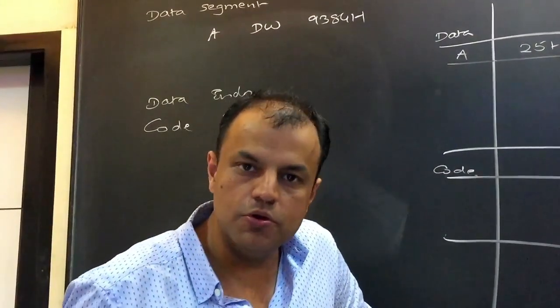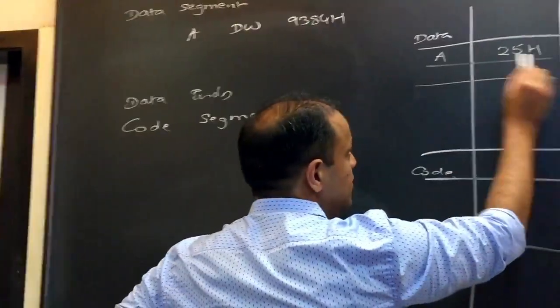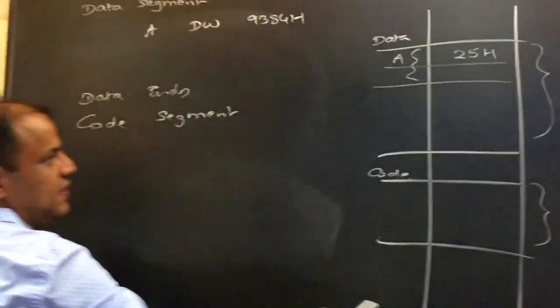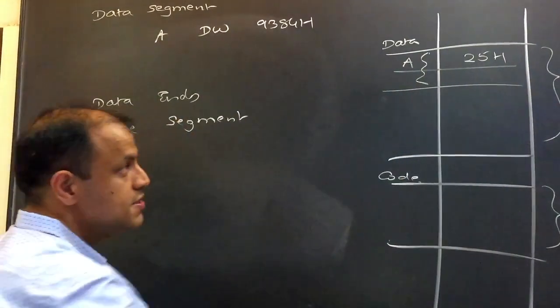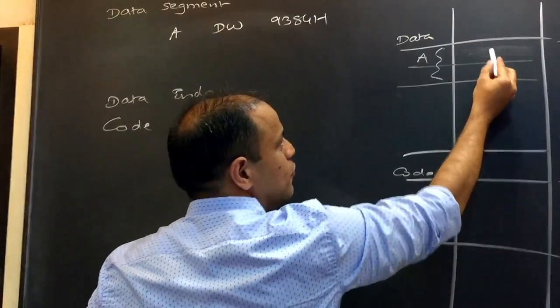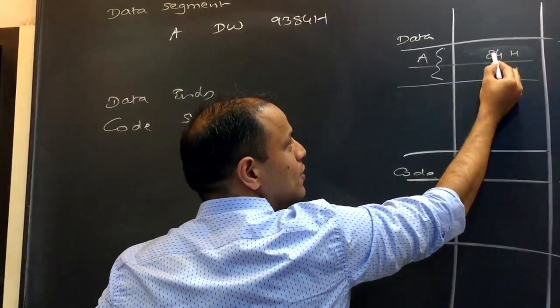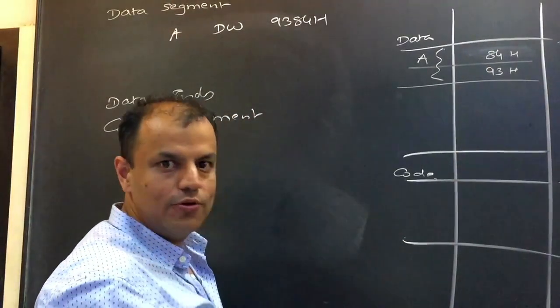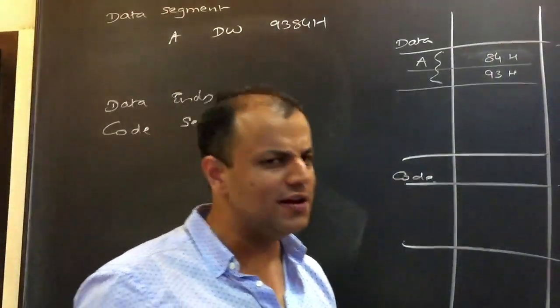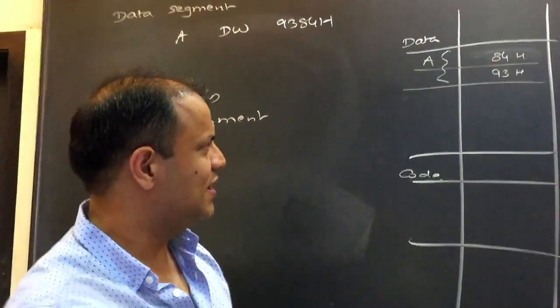Why did I write DW? Because I want a 16-bit variable. Now, space will be reserved in the memory. Since it is 16 bits, it will require two locations. It will be called A, and it will have the value 9384, that is 84 and 93, by the principle lower byte lower address, higher byte higher address. All these basics have been covered in much earlier lectures. Please go through them. Otherwise, I just told you right now in case you're not.